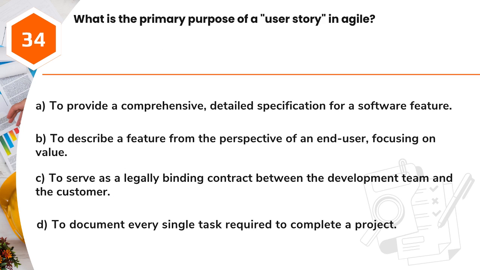Question 34. What is the primary purpose of a user story in Agile? A. To provide a comprehensive, detailed specification for a software feature. B. To describe a feature from the perspective of an end user, focusing on value. C. To serve as a legally binding contract between the development team and the customer. D. To document every single task required to complete a project.